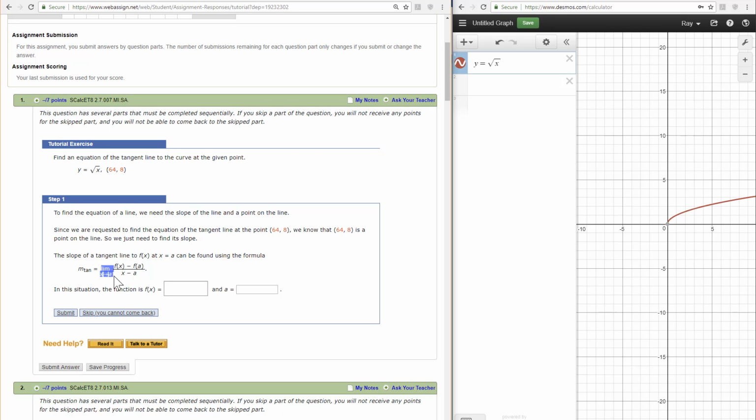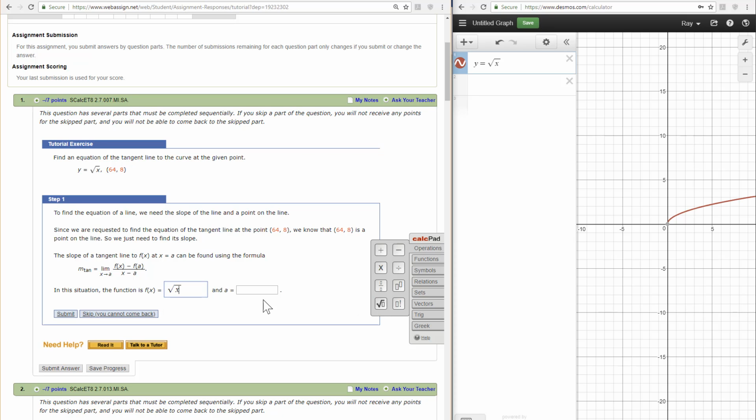TAN stands for tangent line. That's going to be the limit as x approaches a of f of x minus f of a divided by x minus a. In this situation, the function is the square root of x, and a is equal to the x value of your point, and that is 64.